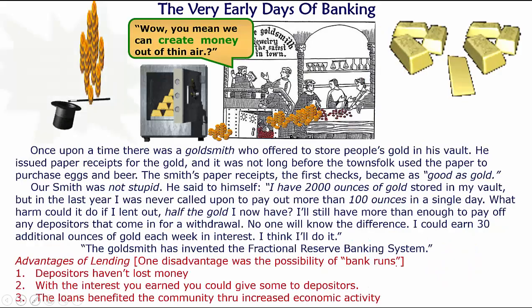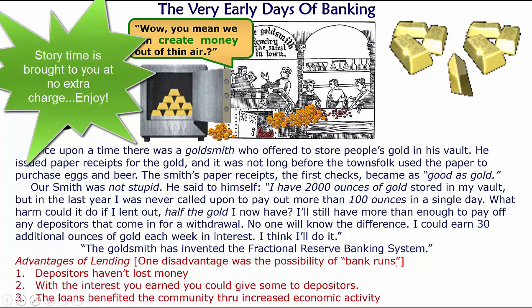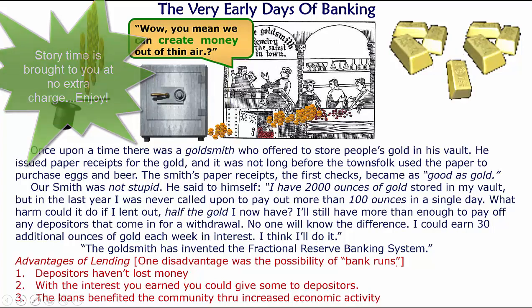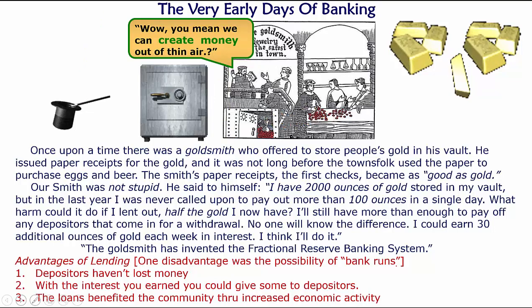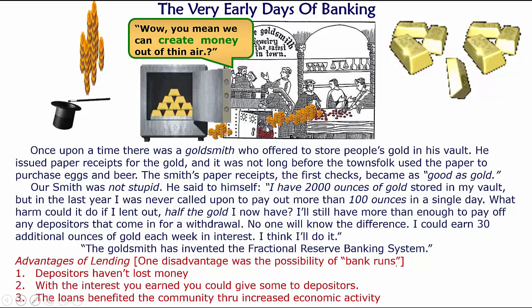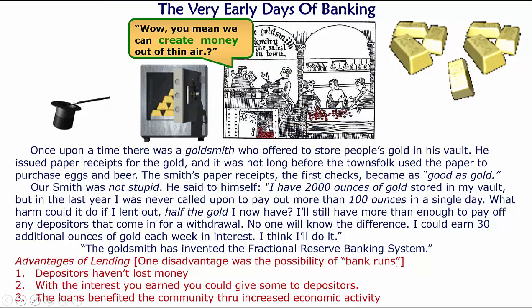All right. Once upon a time, there was a goldsmith who offered to store people's gold in his vault. He issued paper receipts for the gold, and it was not long before the townsfolk used the paper to purchase eggs and beer. The smith's paper receipts, the first checks, became as good as gold, because they were basically gold.